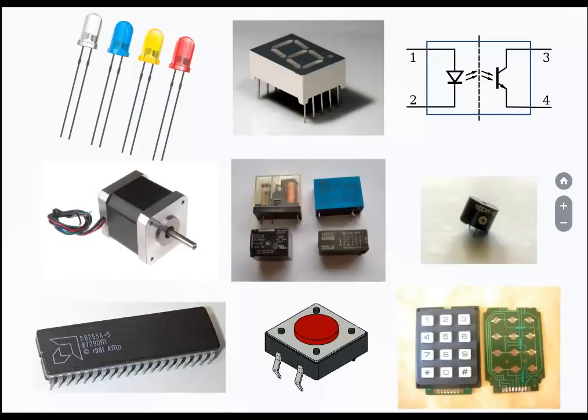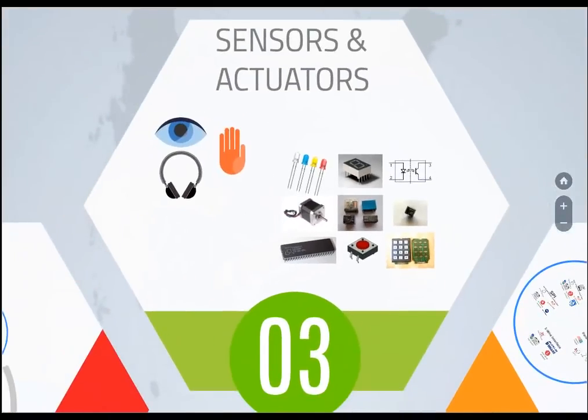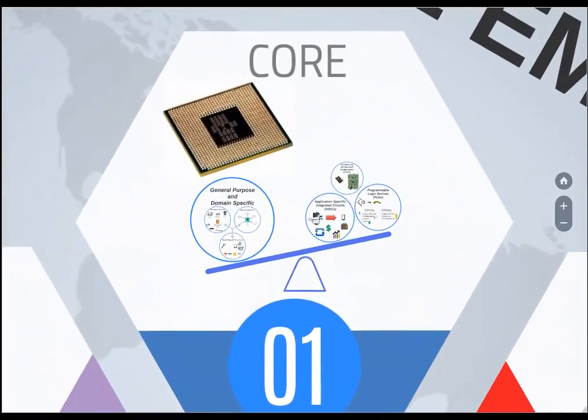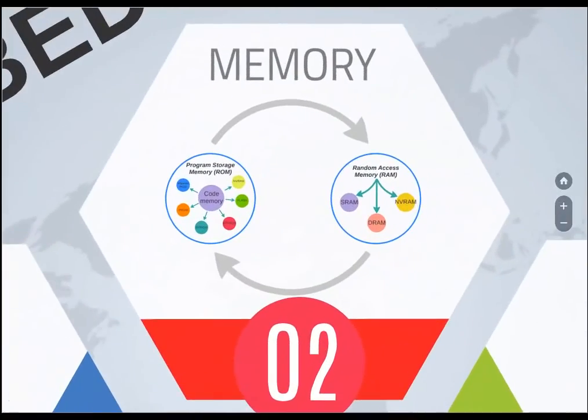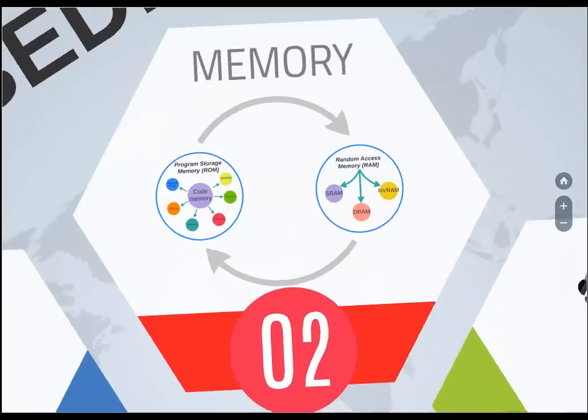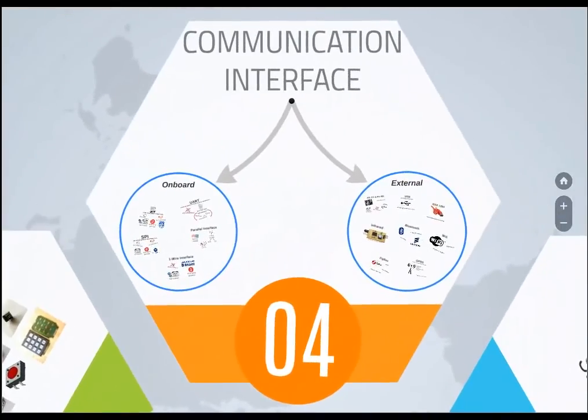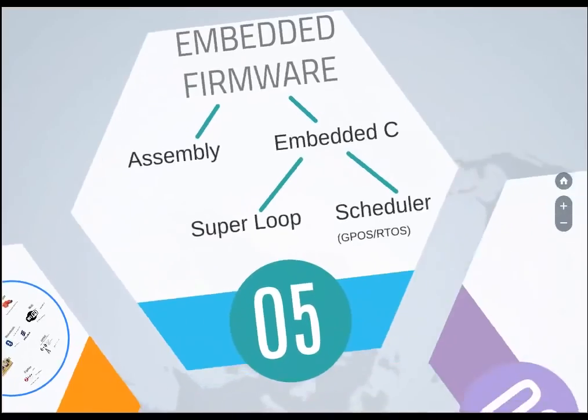With this, we come to an end of part 1 of this section, typical embedded systems. What we have discussed in this video are the different types of core options that we have, the different types of memory options that we have, and different types of sensors and actuators. In the next video, we'll talk a bit more about communication interfaces, embedded firmware, and other system components.